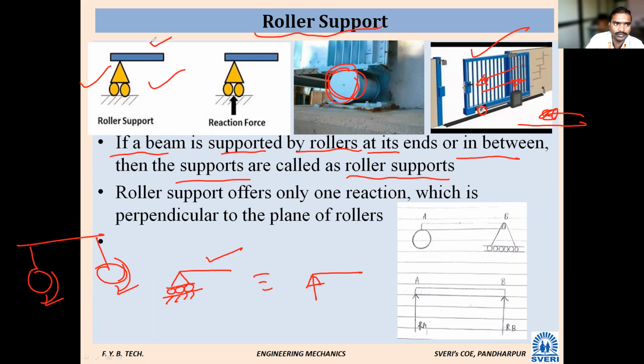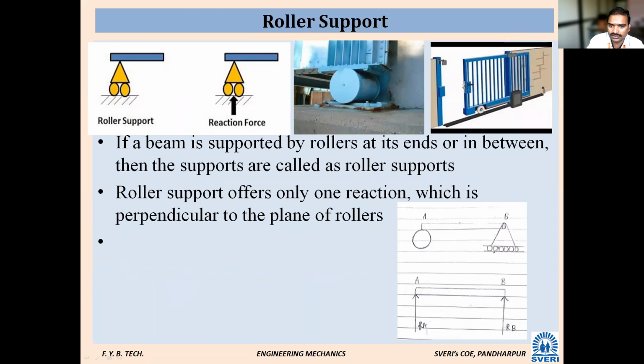Okay, this is beam. From the member, where is the load coming? It is to the roller. So there is only one reaction. Okay, this is the reaction force for the roller support. See, here it is rollers. Okay, there is a reaction. You can denote like this also. Roller support.